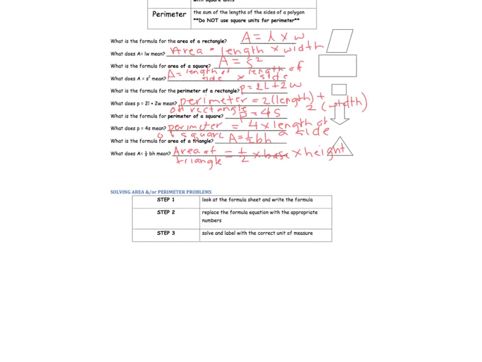There are 3 steps to solving area and perimeter problems. Step 1, look at the formula sheet and write the formula. Step 2, replace the formula equation with the appropriate numbers. Step 3, solve and label with the correct unit of measure.